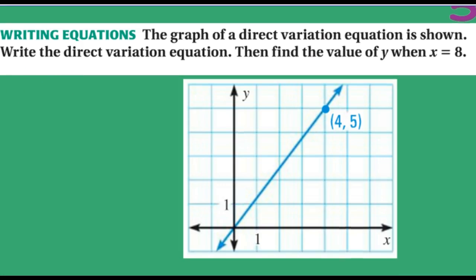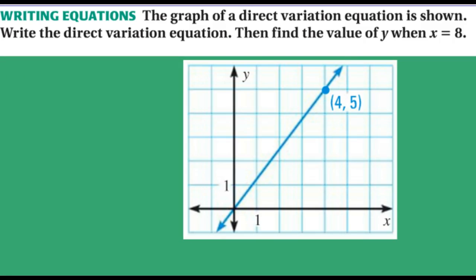Same thing for this problem. We know we have a y-intercept of 0, so we don't have anything there. We have y equals something x. This one is going positive, so we can count up from here to the next point that we have. So we're going up 1, 2, 3, 4, 5. And we're going over 1, 2, 3, 4. So our run is 4. So y equals 5/4 x.